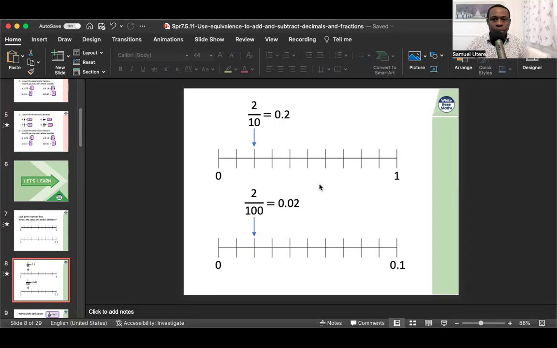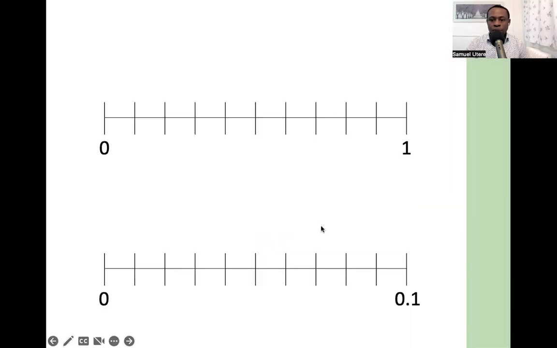So as I was saying, this will be 2/100. Why? We know that 0.1 minus 0 is 0.1. So the difference between the start and the end of this number line is 0.1. Now we have 10 intervals. So if we divide 0.1 by 10, it's going to be 0.01, which is 1/100. So this has to be 2/100.